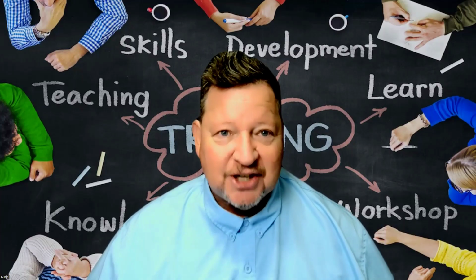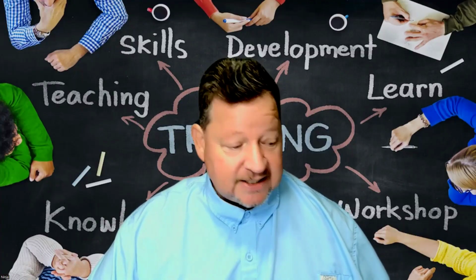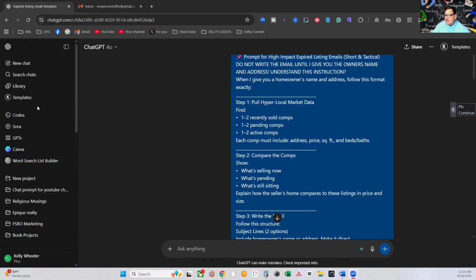All right, without further ado, I'm going to share my screen and show you the prompt. So here is the prompt that I'm going to give you guys. It'll be in the description below. I'm not going to read the whole thing, but it starts off by telling ChatGPT exactly what I want at the beginning: do not write the email until I give you the owner's name and address. Understand this instruction. And guys, I use ChatGPT 4.0. I know we all now have 5.0, but for some reason 5.0 kept getting confused, and it would just say, oh, here's your prompt. Until they get that bug worked out, use 4.0 for this email strategy.